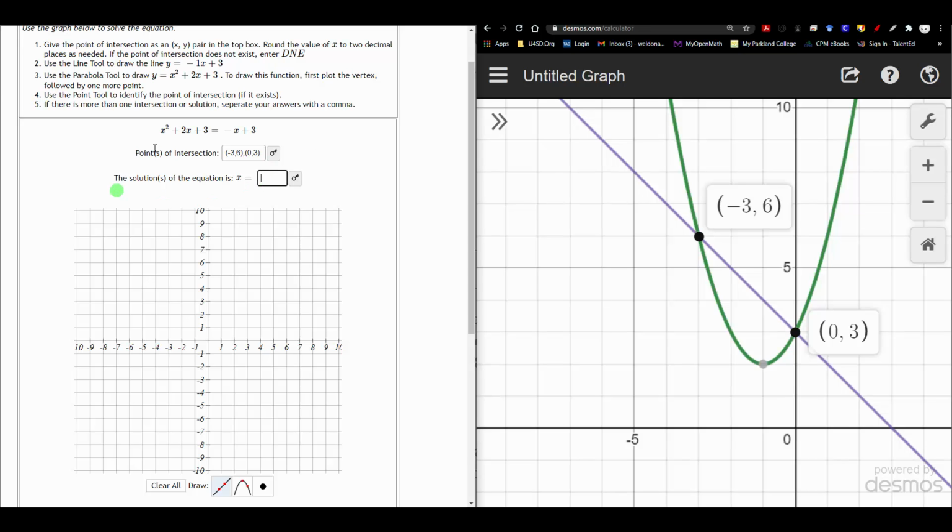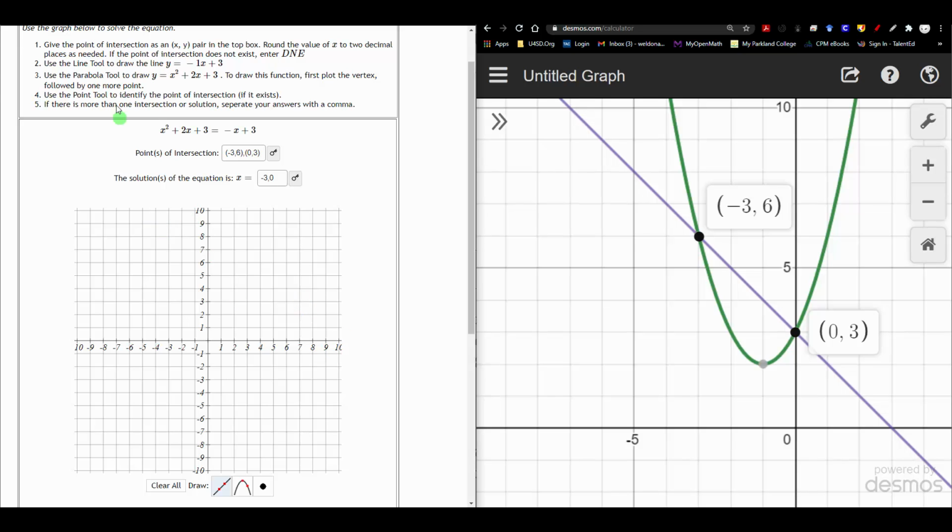Now, these solutions, remember the solutions are the x values from those intersection points. Okay, so we've got an x value of -3 in the first one. And then we've got an x value of 0 in the second one. So my two solutions to this equation are -3 and 0. All right, so those are my two solutions.